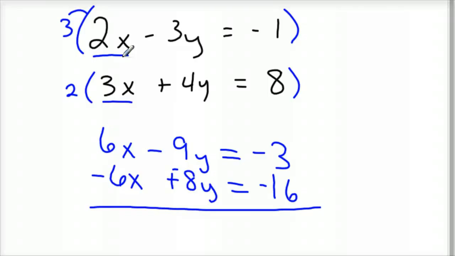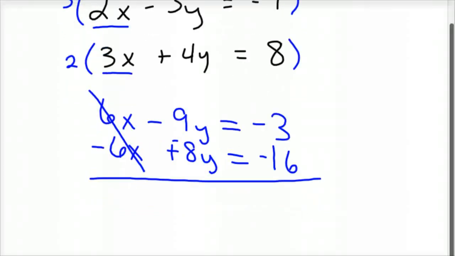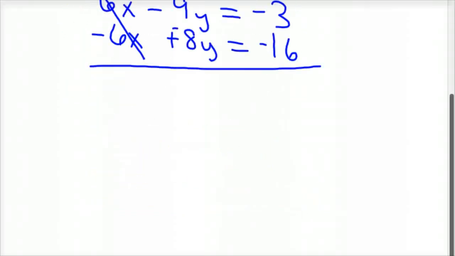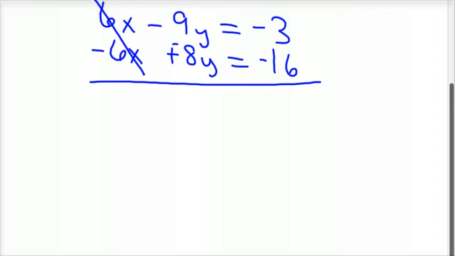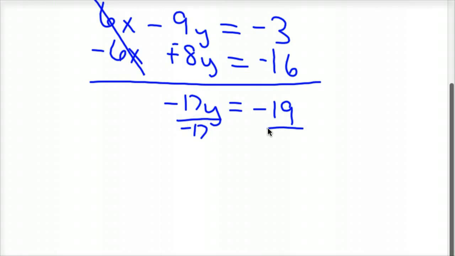And so now you can add down. 6x minus 6x is 0. We did what we needed to. And then I'll keep going. Negative 9 minus 8, negative 17y. Negative 3 and negative 16, negative 19. And so then you divide, and like I said when I began, y is equal to positive 19/17.